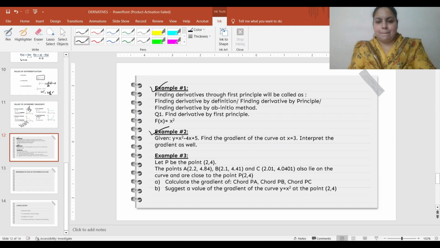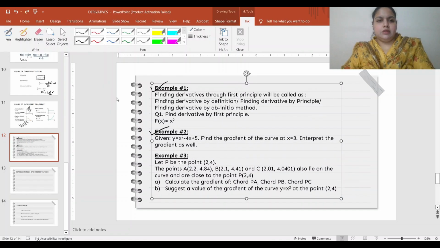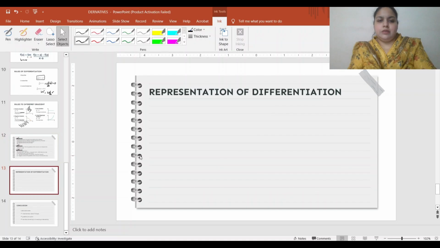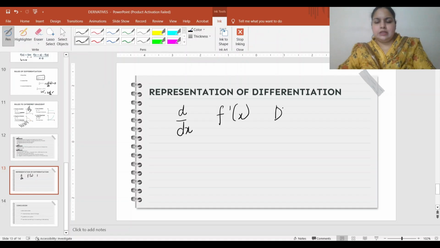Okay, so we are done with these example questions. Now I hope this is clear. As far as representation is concerned, the derivative is represented as dy by dx, as f dash x, and as y dash. These are the three representations. You can represent it in either way.